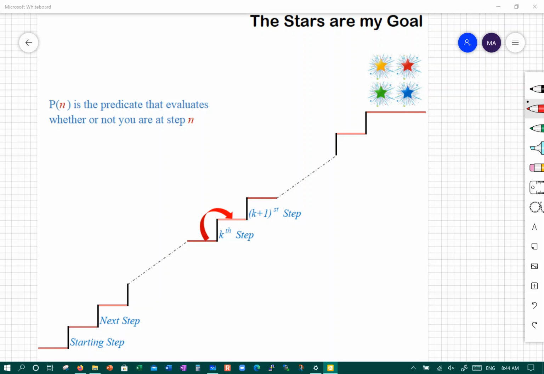Hello. Let's talk about the idea or the concept behind mathematical induction. Let's say that there is a ladder that will take you one step at a time to the stars. And you want to prove that you can reach the step where the stars are. So you want to prove that you can reach here.